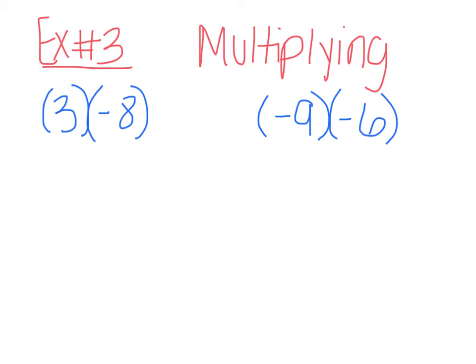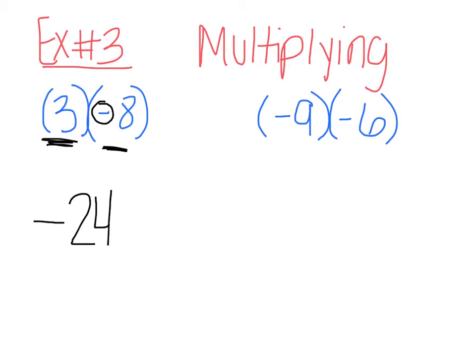Example 3, multiplying is actually pretty simple because you just multiply like normal. So 3 times 8 is 24. Now here's the only thing you need to remember. If you have 1 positive and 1 negative like we do here, then your answer just becomes a -24.